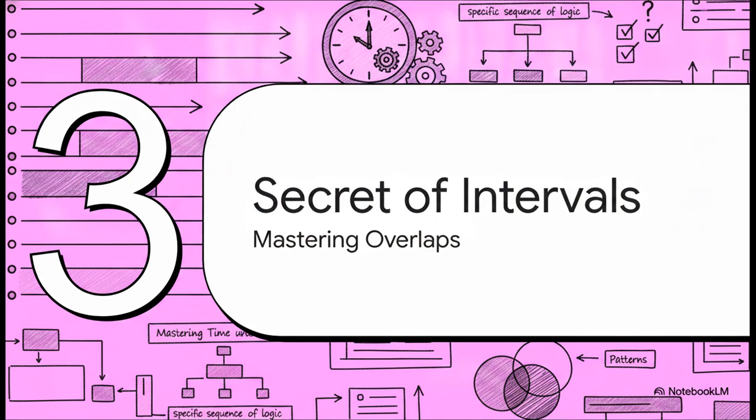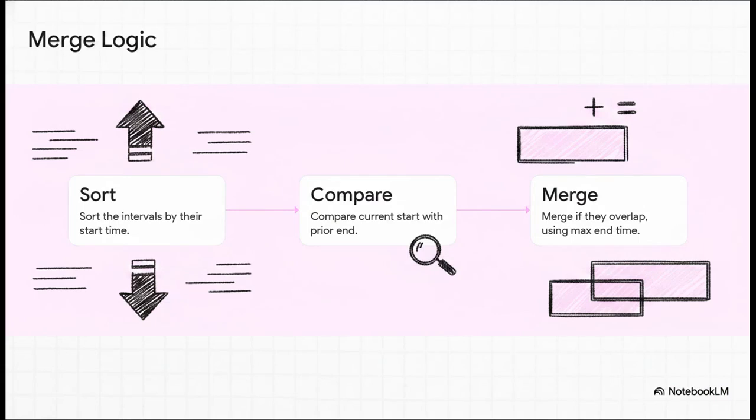Section 3. The secret of intervals. Mastering time and overlaps. Interval problems often love to masquerade as these highly complex scheduling nightmares, but the truth is, they consistently rely on a very specific sequence of logic rather than complex syntax. Here it is. Step 1, sort by start time. Step 2, compare the start of the current interval with the end of the prior interval.